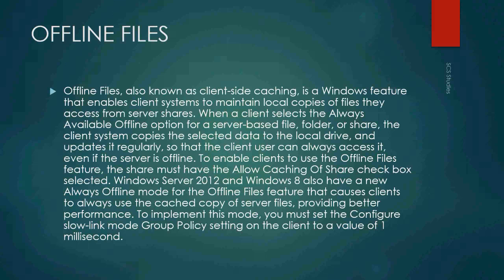If you want to implement this mode, you must set the Configure Slow-Link Mode group policy setting on the client and set the value to 1 millisecond. So if you want to configure offline caching slow-link, you have to enable slow-link mode in the group policy setting and set the client value to 1 millisecond, so that the client will synchronize with the server data automatically after enabling always offline.